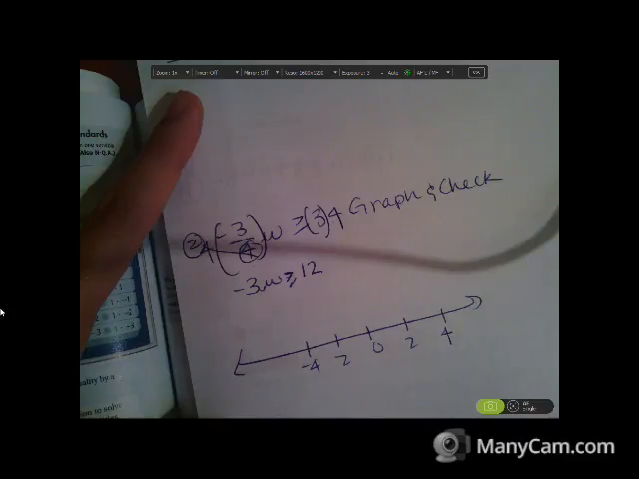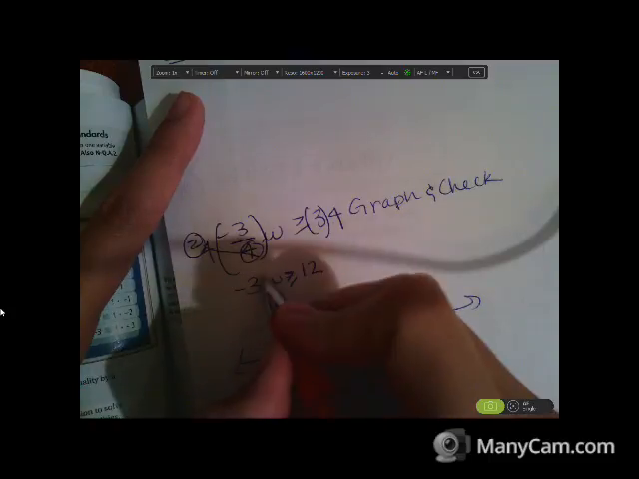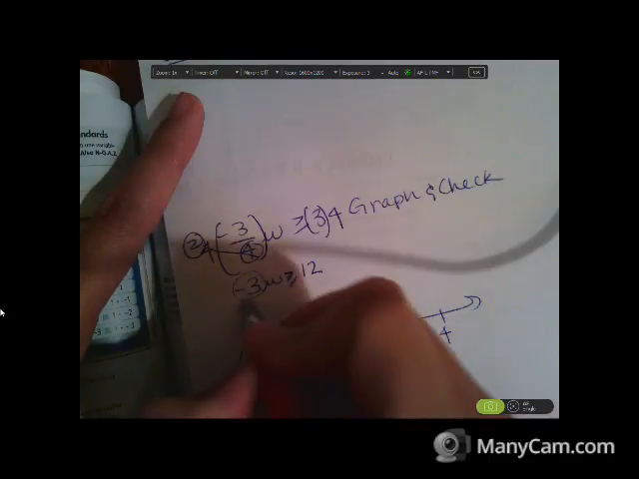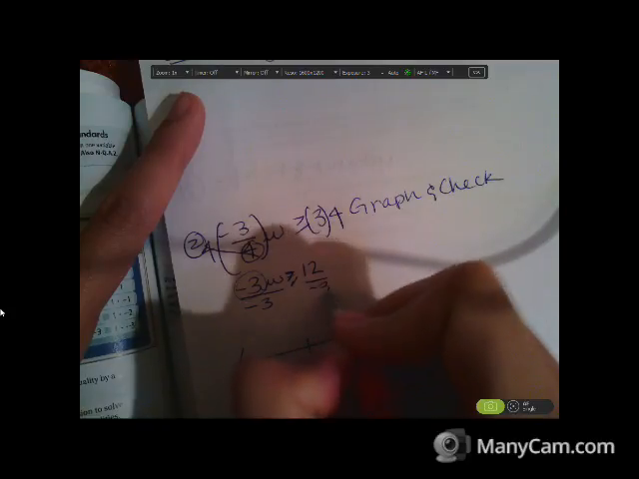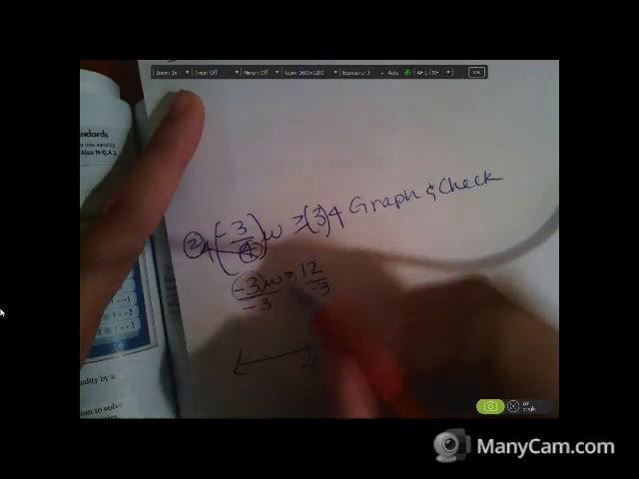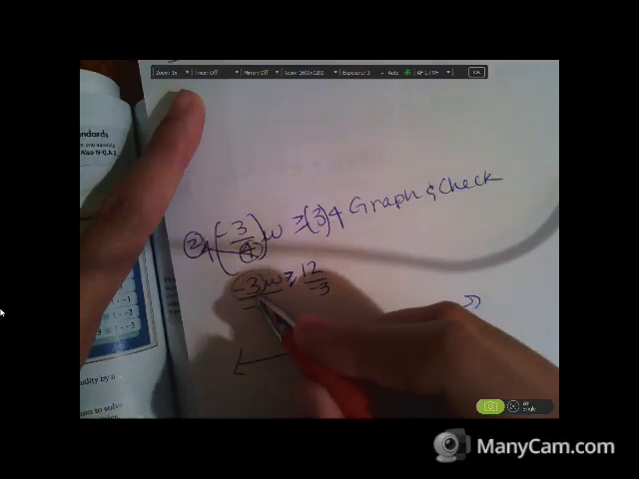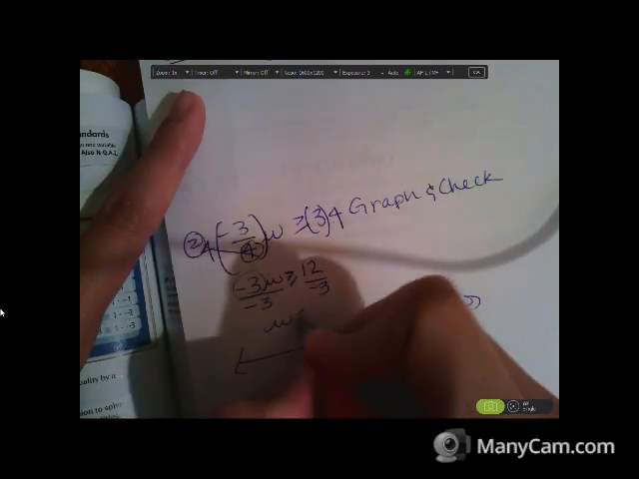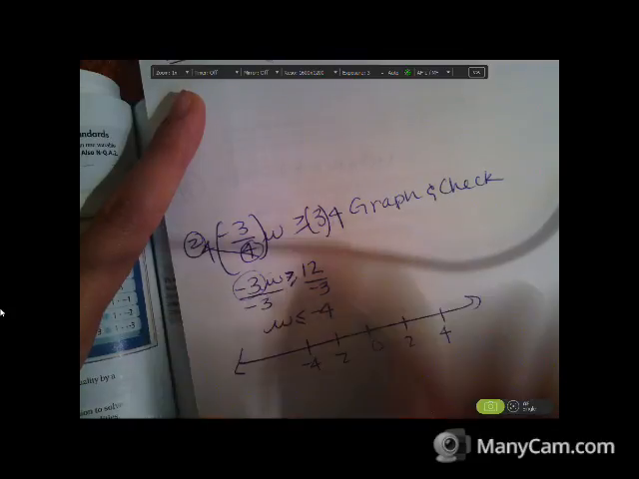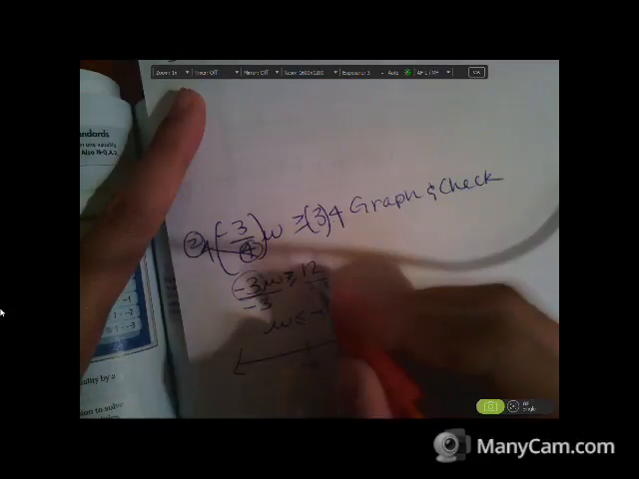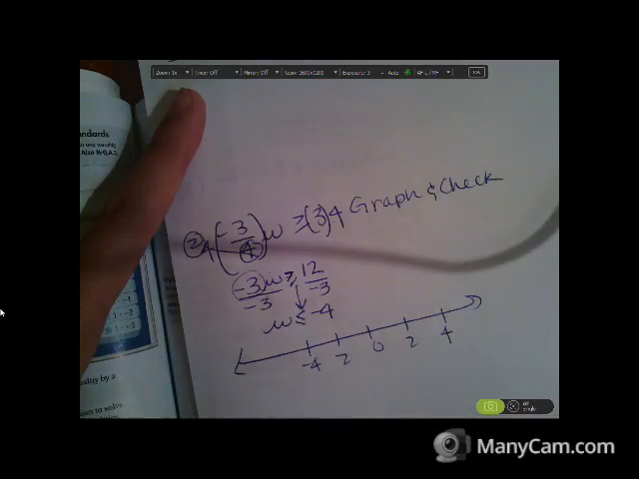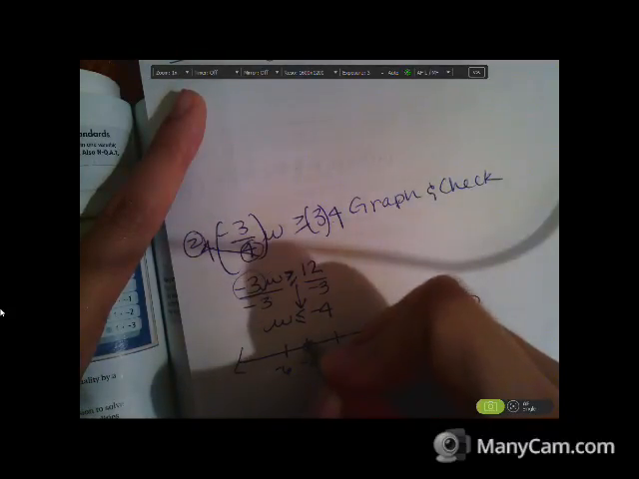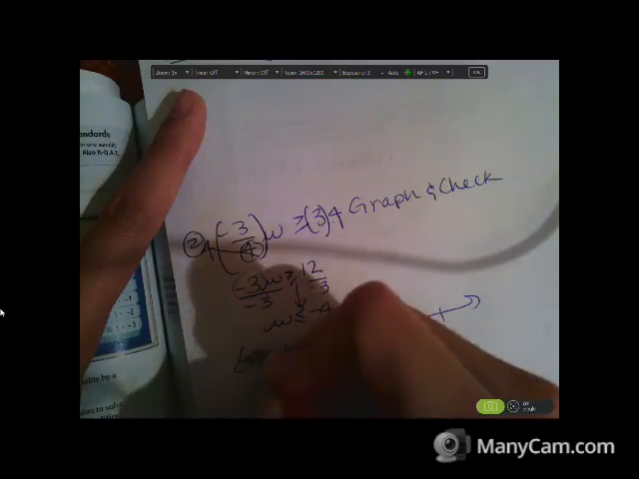And I want 1w, so this is where we need to be careful. The coefficient of the w is a negative 3. So I'm going to divide each side by negative 3. But because this is a negative, my sign's going to flip. 12 divided by negative 3 is negative 4. So make sure when you divide by a negative, your sign flips. Because w is less than or equal to negative 4, this is going to be a closed hole, and you're going to go to the left.